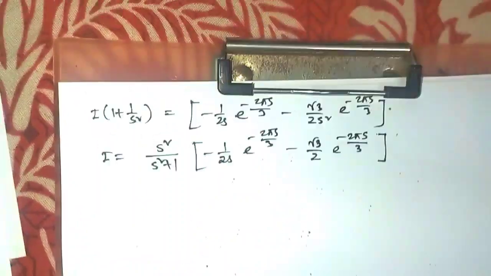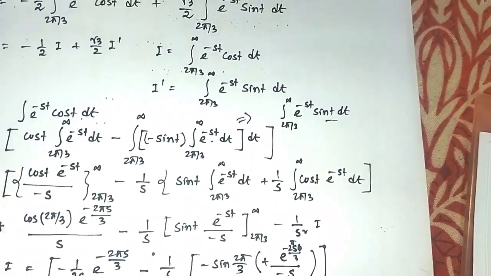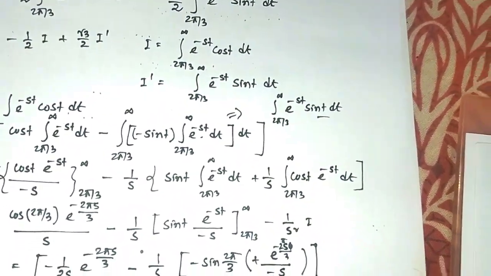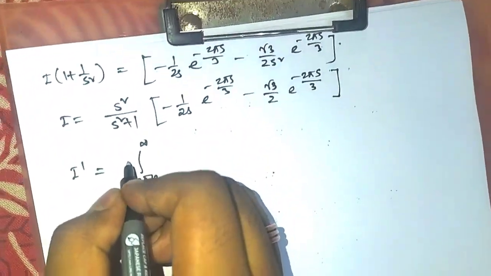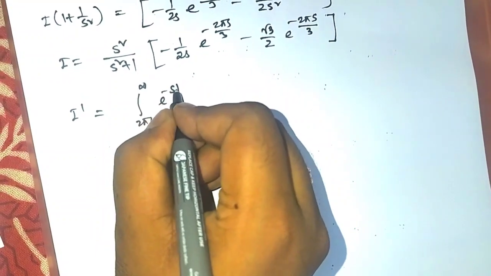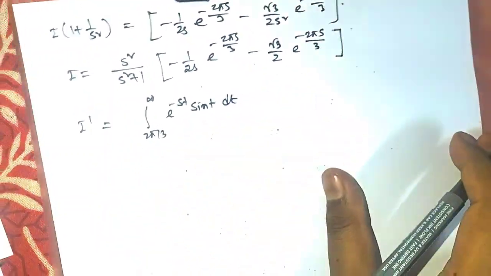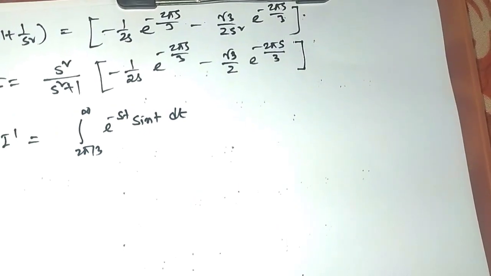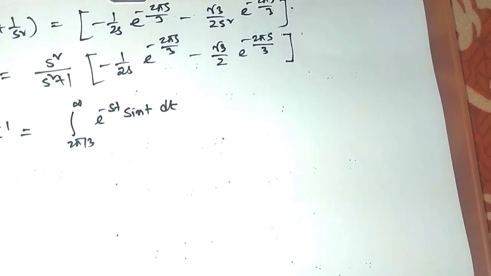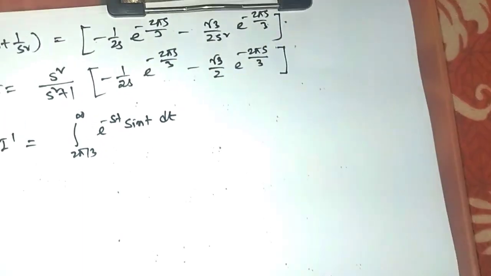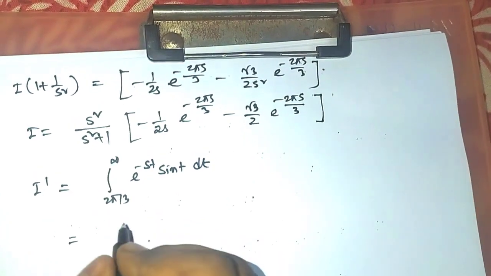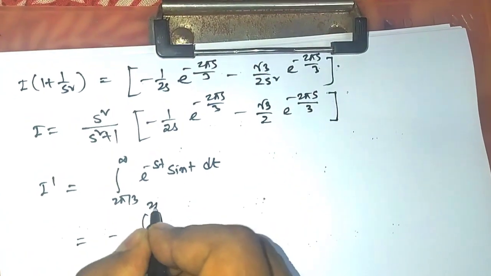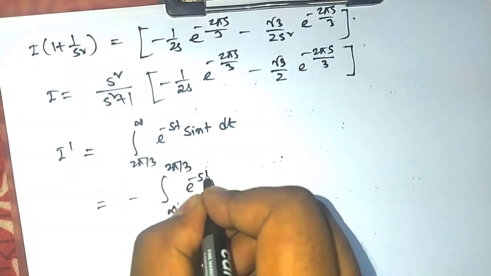After that we will calculate the I dash, so the integration I dash, from 2 pi by 3 to infinity of e to the power minus st sin t dt. The video is going to be lengthy, so I am trying to do it speedily. So I am changing the limits, infinity to 2 pi by 3, e to the power minus st sin t dt.